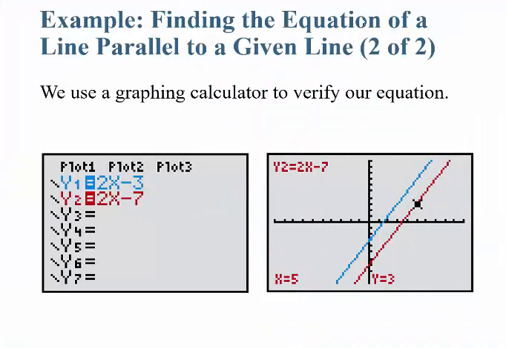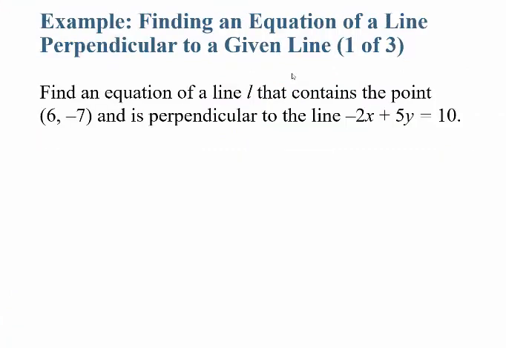Okay, then we've done parallel lines, same slope. Let's do a much harder one. All right, let's talk about perpendicular lines. So find an equation of a line L that contains the point 6, negative 7 and is perpendicular to the line minus 2x plus 5y is equal to 10.